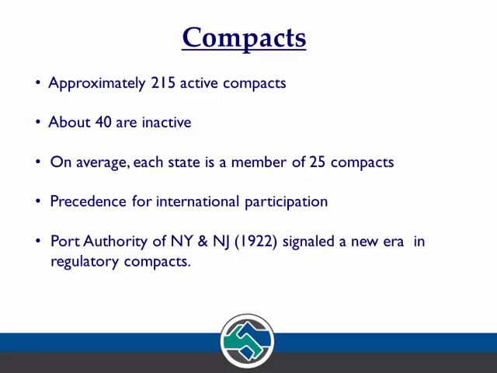So, with regard to some statistical data, how many compacts are there in the world? Approximately 215. About 40 of those are dormant or inactive. On average, every state has enacted approximately 24 compacts. Even though you're a legislator, you may not realize that your state in its state codes has done this approximately 24 times on average. For some states that total is higher, some a little less, but on average about 25 compacts. There are some compacts that do involve international participation.